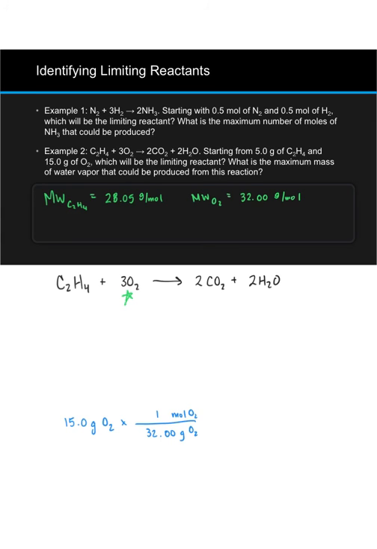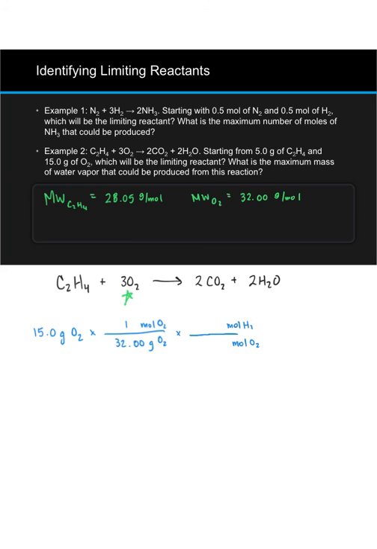All I need to do at this point is convert my starting quantity of oxygen into mass of water. So we have a means by which to convert mass of O2 into moles of O2. The next thing I need to do is convert moles of O2 into moles of the thing that I'm interested in, water. And finally, moles of water into mass of water.